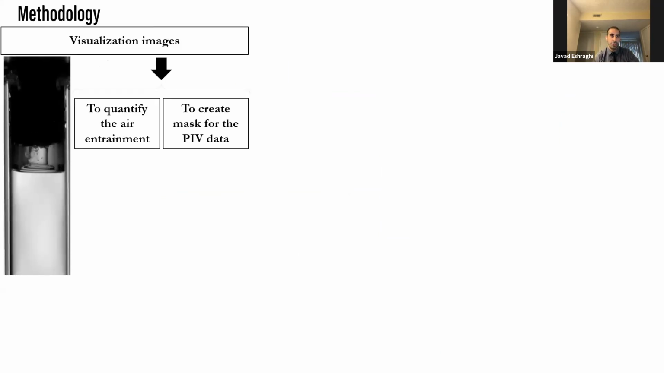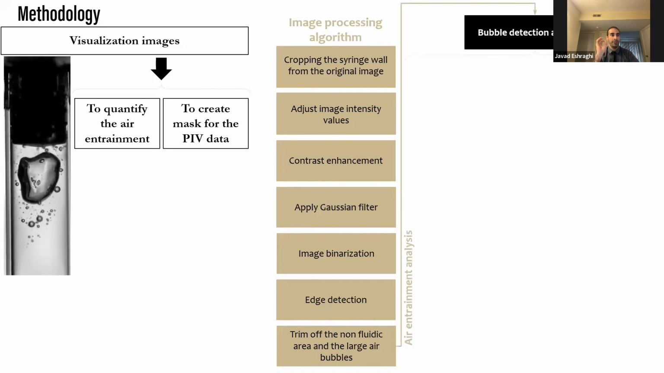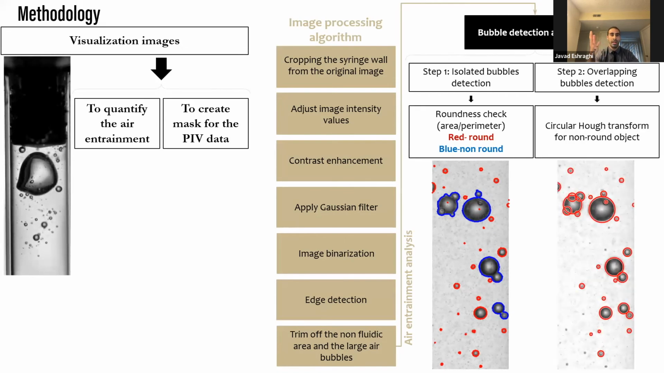The shadowgraphs are used for first finding the instantaneous size distribution of the bubbles, and second, creating a mask for processing the particle images with the PIV processing toolbox. We employed a bunch of filters in our unique image processing algorithm. I'm not going to go through the filters. I just need to mention that the bubble detection step includes 2 phases. First, we detect single isolated bubbles with no overlapping. And in the next step, we employ Hough transform to detect the overlapping bubbles.